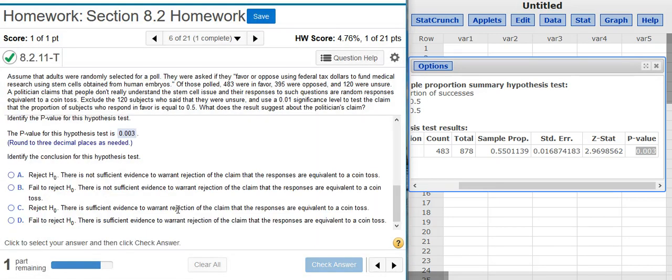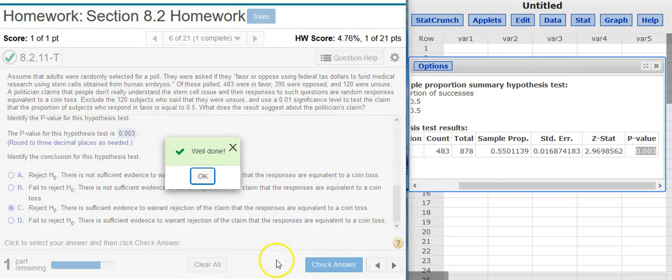Fantastic! Identify the correct conclusion. Well, our significance level is 1%. The p-value we have is 0.3%, so the p-value is less than the significance level. That means we're inside the region of rejection, and that means we're going to reject the null hypothesis. Every time you reject the null hypothesis, there is always sufficient evidence. So this is the answer option we want.